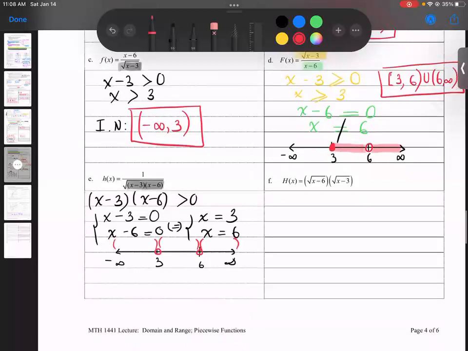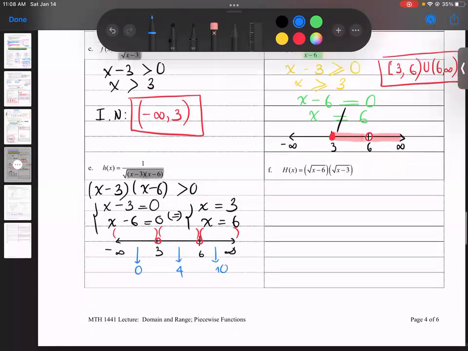The next step will be picking the test values. Between negative infinity and 3, I'm going to pick 0. Between 3 and 6, I'm going to pick 4. Any value you can pick. It doesn't matter. Somebody else can pick 5, 3.5, 4.5. It doesn't matter, right? Between 6 and infinity, I'm going to pick 10. And then what do you do with those test values? We're going to plug them into the original function, right? So plug it in here.